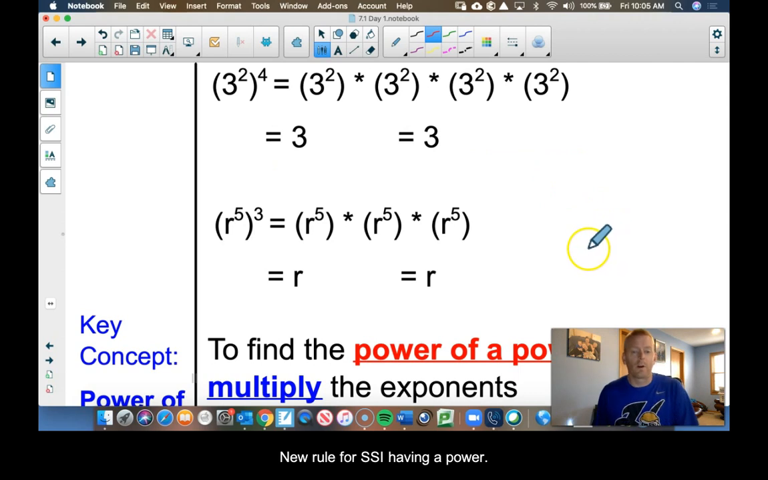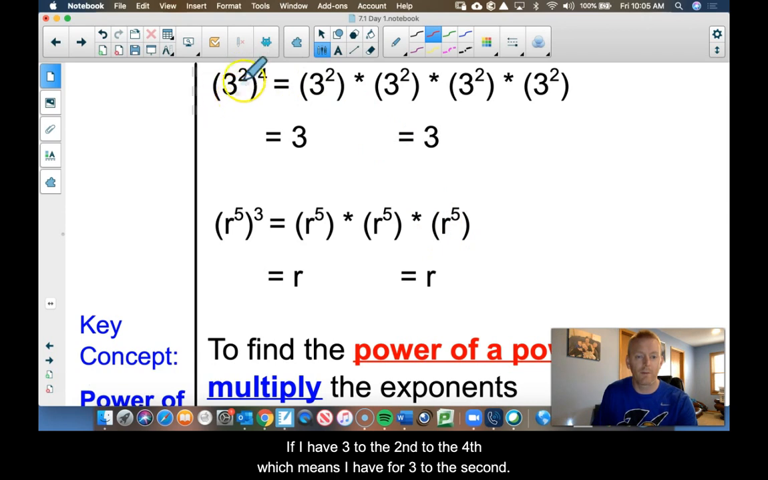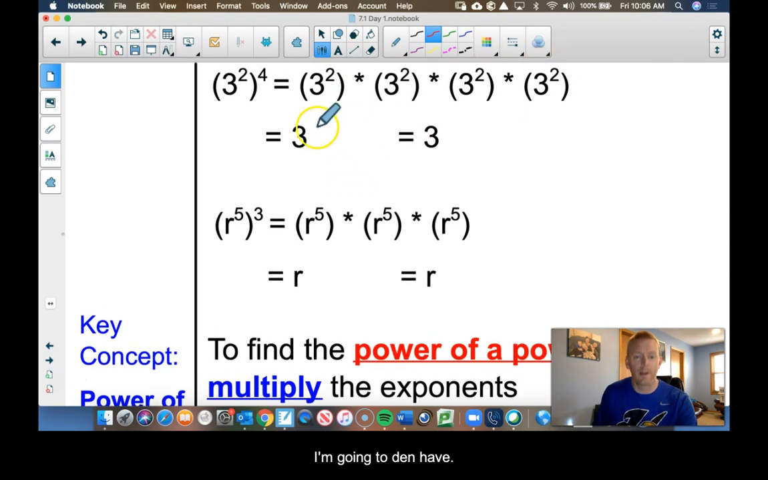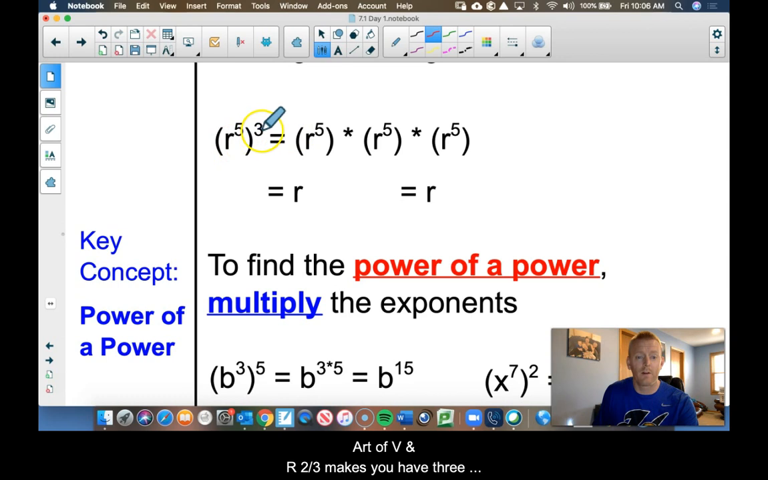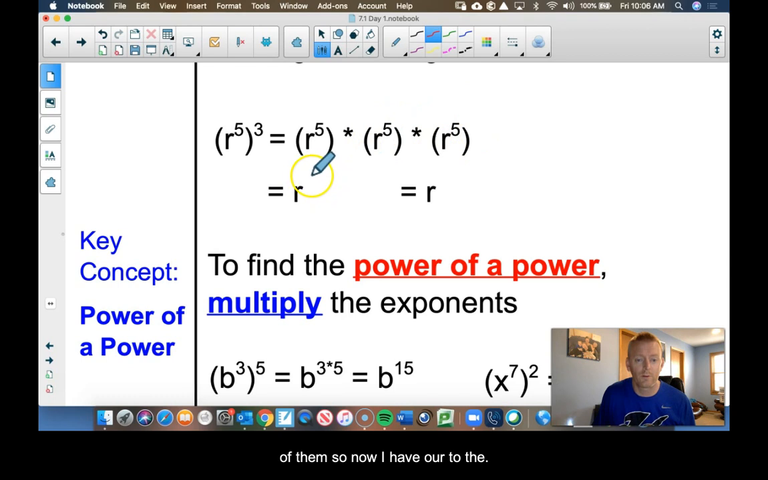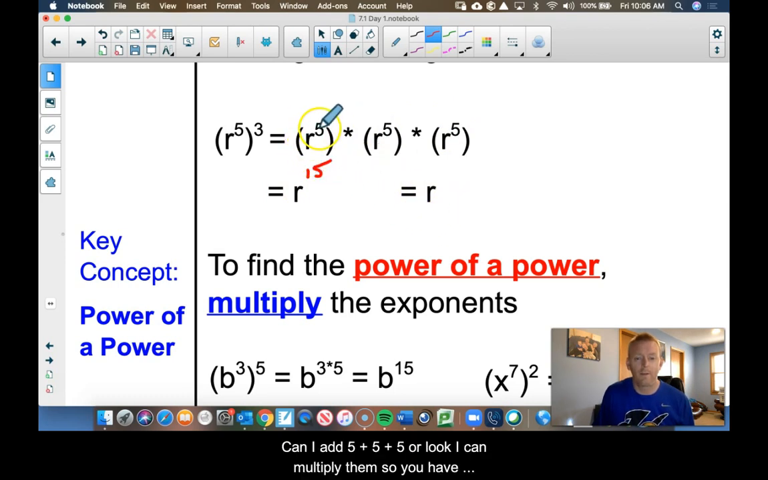So new rule for us is having a power to a power. So if I have 3 to the second to the fourth, which means I have 4 3 to the seconds, I'm going to then have, see, 3 to the second makes a 9. Let's just keep moving here. R to the fifth and R to the third makes, you have 3 of them. So now I have R to the, see, 5, 5, 5. That's R to the 15th. Because I add 5 plus 5 plus 5. Or, look, I can multiply them.